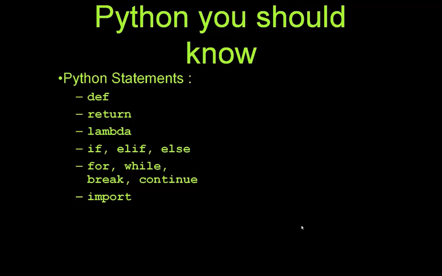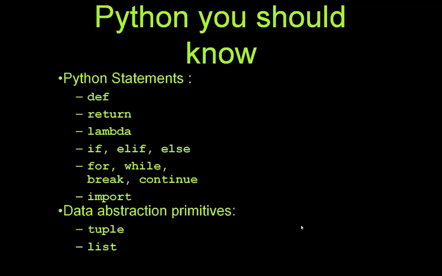If and else, this is the control structure, conditionals. Then you have the loops for iteration: for, while, break, and continue. And then you import libraries. We also taught you two different primitives for data abstraction, tuples and lists. A tuple is an immutable structure, a list is a mutable structure, but they are quite similar.